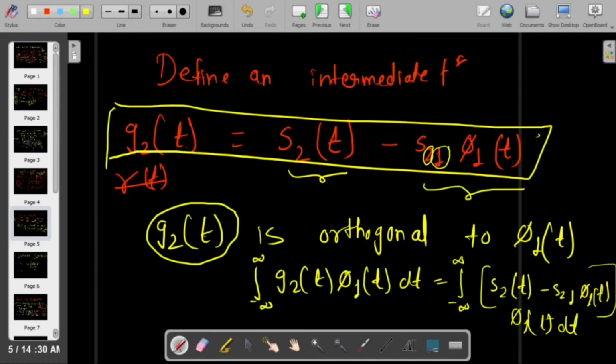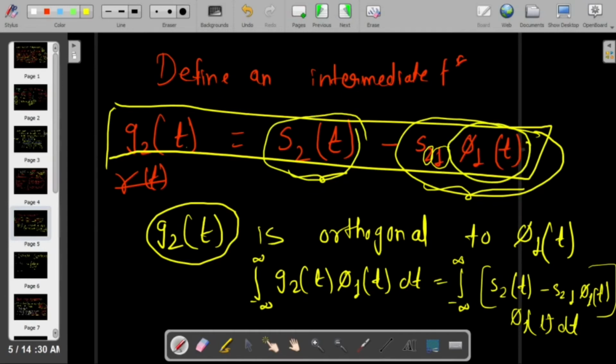and we verified that our G2(t) is orthogonal to phi 1(t). This is intuitive because at first glance this equation looks quite difficult, but it is not difficult because we have subtracted from S2(t) its component on phi 1(t), right? So there is no component of S2(t) on this phi 1 axis, and that's why G2(t) is orthogonal to phi 1(t), right?